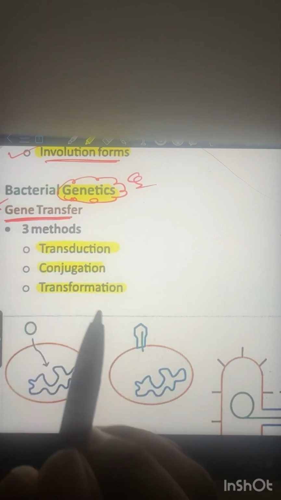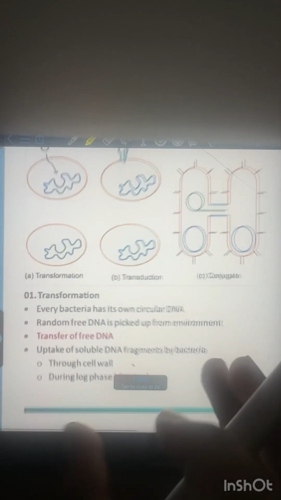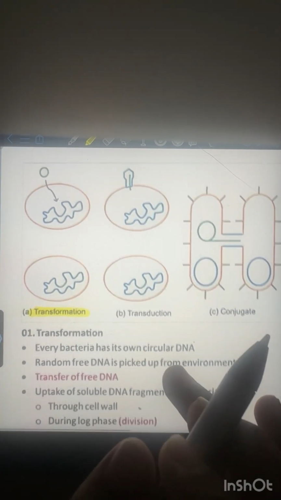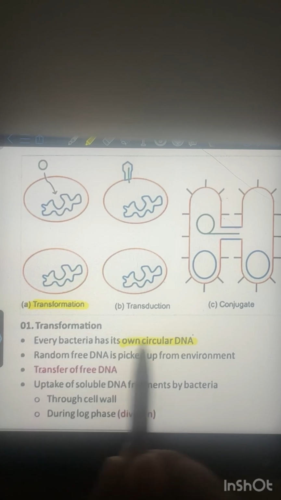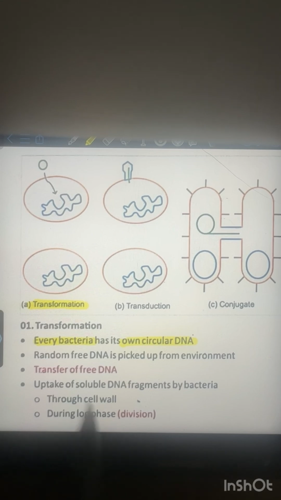Okay, let's get going. The first one, what did I say? The first one that we'll study is transformation. What is transformation? I'll explain that with the help of a diagram. So for example, if this is a bacteria, like every bacteria I have taught you, doesn't it have its own DNA? Every bacteria has a circular DNA that is available, right? Now if this bacteria says I want to pick up some DNA from some other bacteria, what will it do? It will just pick up some random free DNA from the environment. Maybe some bacteria had died and that bacteria's DNA had been released, so random free DNA from the environment will be picked up, and that is known as transformation. So please remember, it is the transfer of the free DNA that is going to occur.